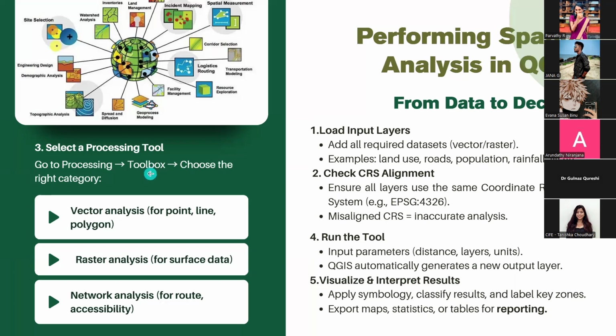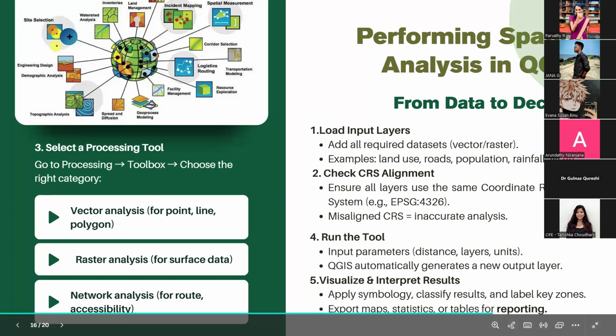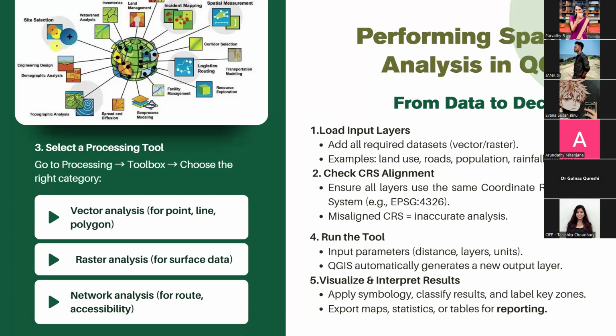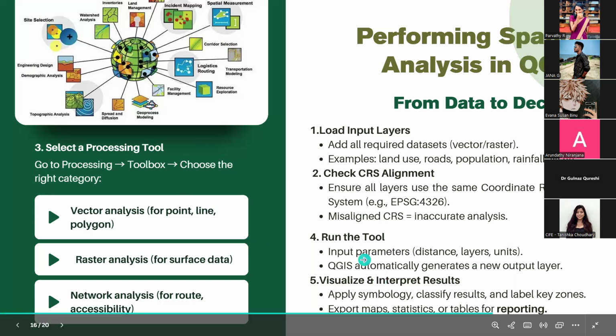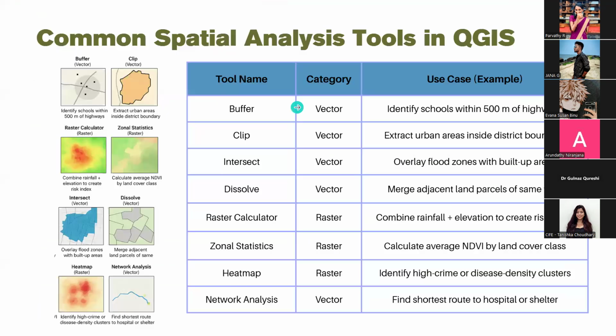There you can find the toolbox. You will choose the right category in this. If it is for vector, we have specified geoprocessing analysis, or if it is for raster, we have a separate one, or if it is for network analysis, it is totally different. Then input parameters will be defined, like distance or layers. Then QGIS automatically performs it. For the output, we can apply symbology and classify the results, the real process. So here is each and every process according to the category.